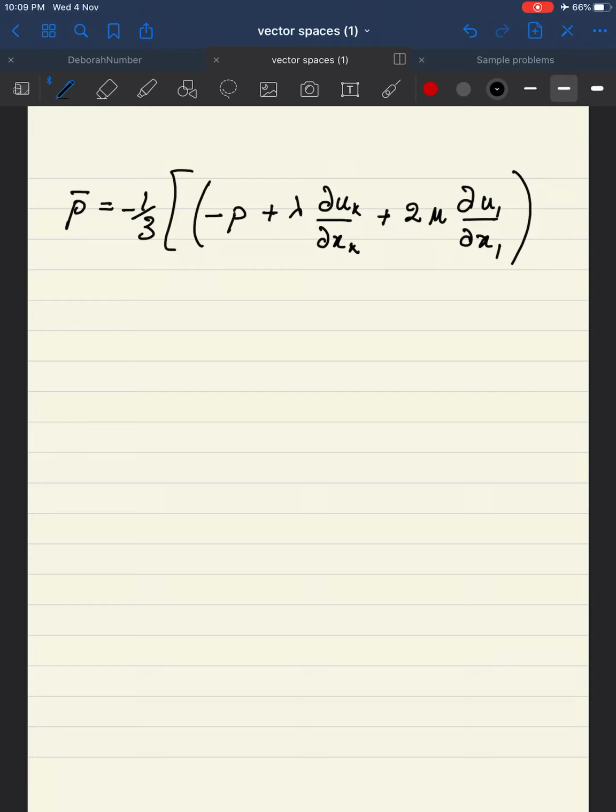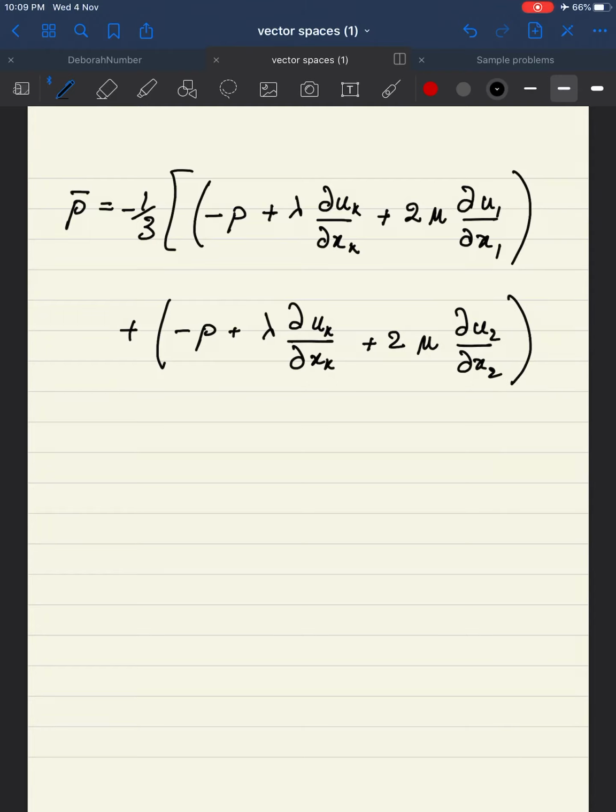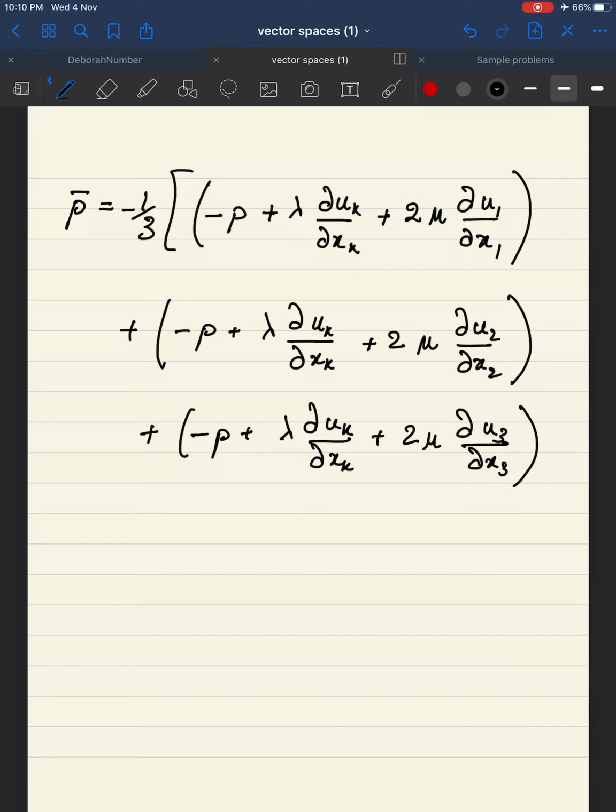And for the second case, you will again have minus P plus lambda del UK by del XK, which is written in index notation, so it's just a sum. So mu del U2 by del X2, plus again the third one. This is just repetitive, but still let's keep it there, because otherwise it's not easy to see what's going on.